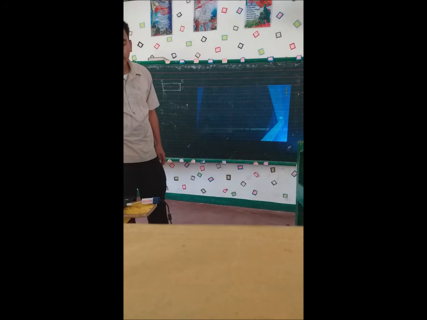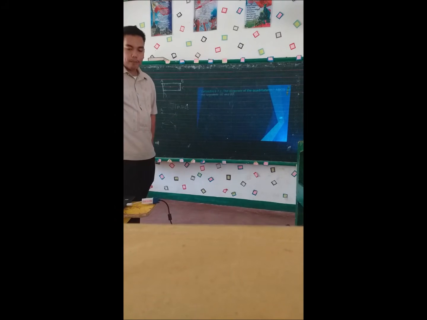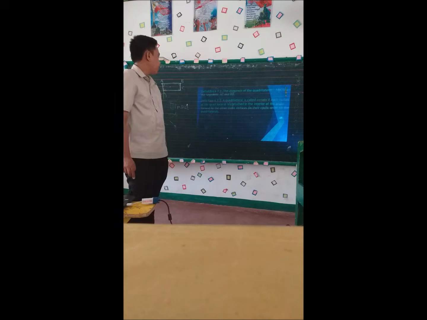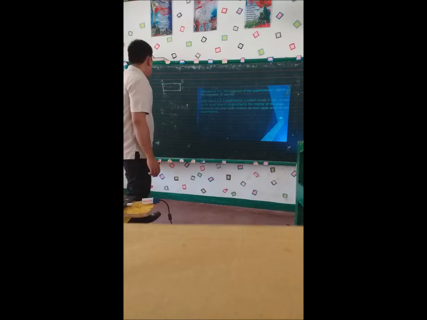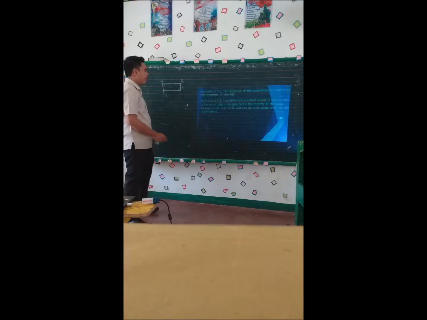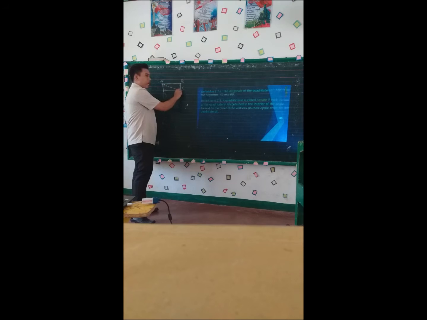Let's review our definition again. Definition 6.7.2: the diagonals of a quadrilateral ABCD are the segments AC and BD. For example, we connect vertex A and vertex C to form line segment AC, and connect vertices B and D to get line segment DB. So line segment AC and line segment BD are the diagonals of our quadrilateral ABCD.